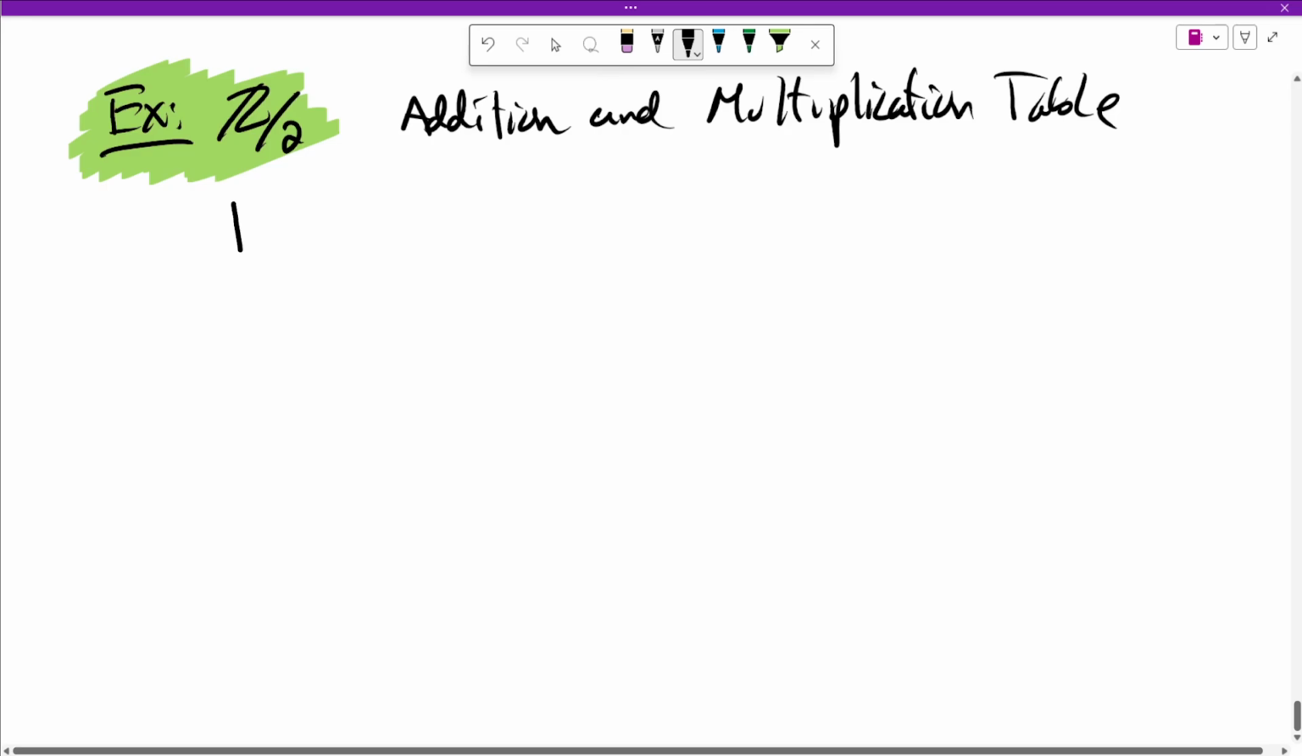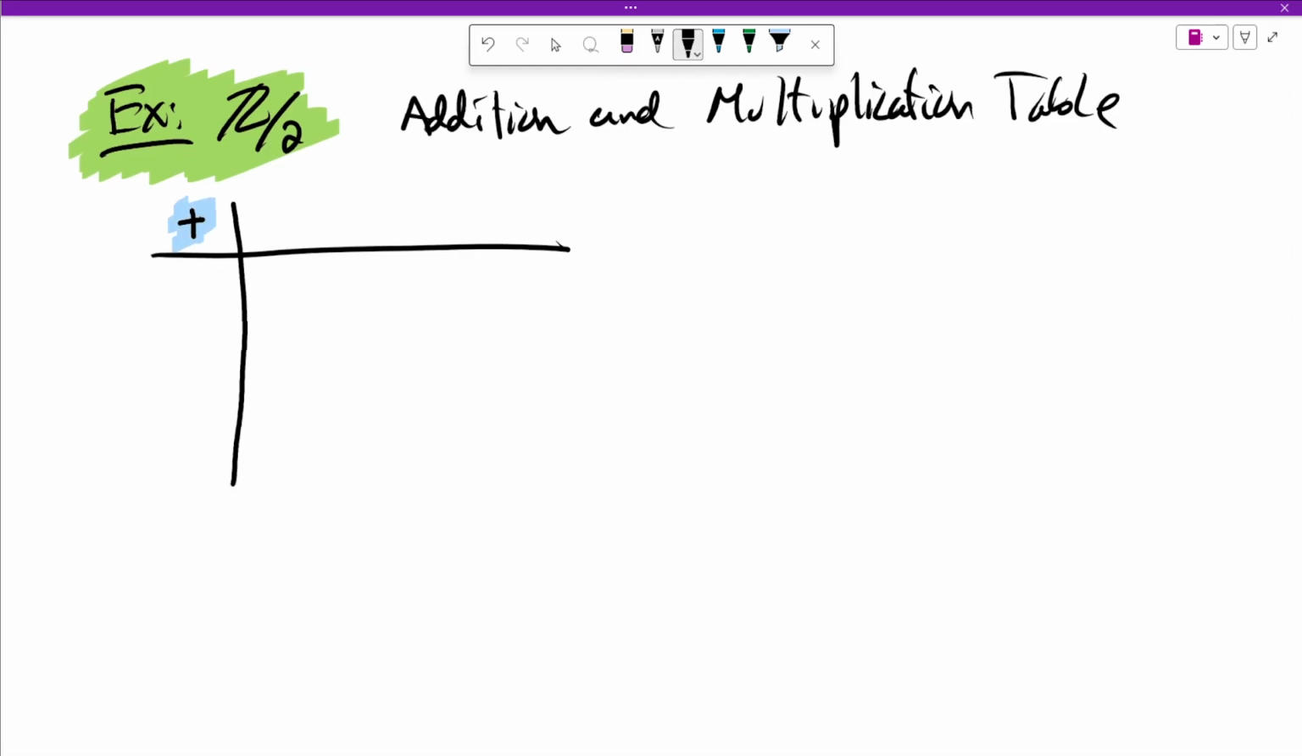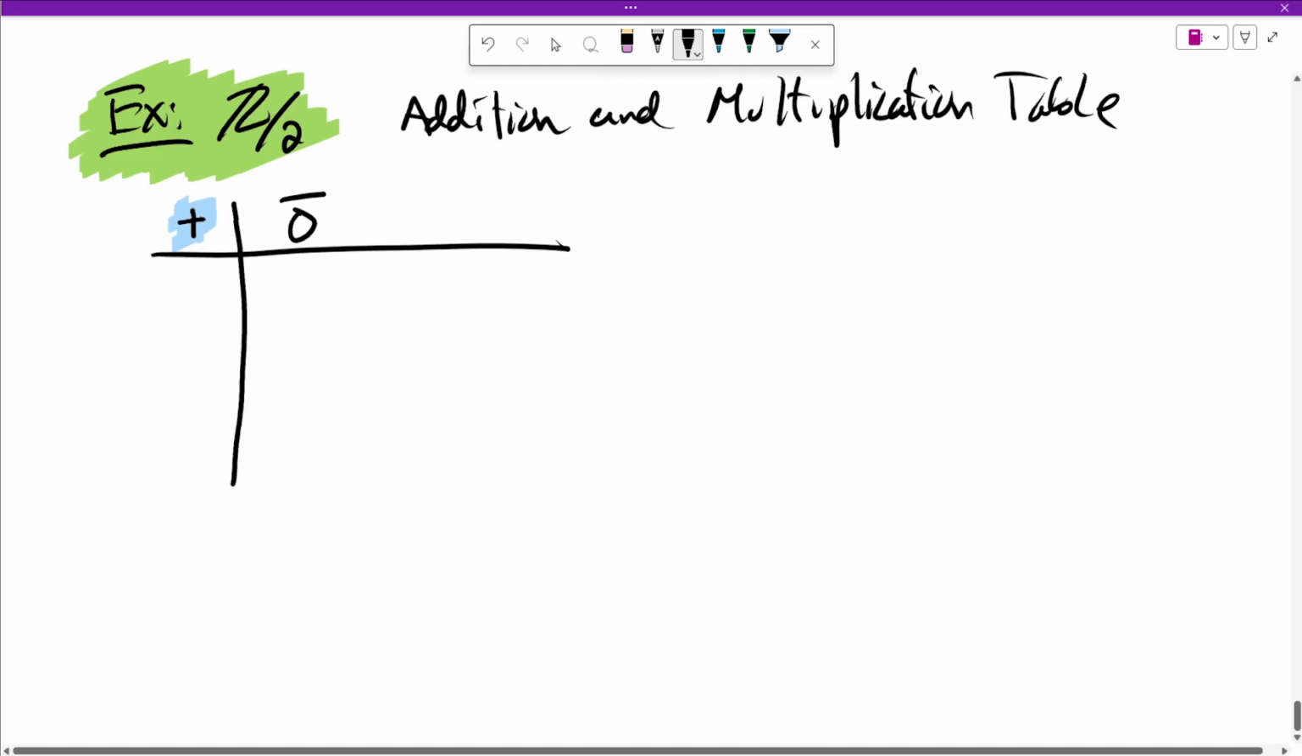So how do we do this? Well, let me draw a table here. I'm going to say in the upper left that we're going to do plus. This is going to be our addition table. And what we're going to do is we're going to list the elements of Z mod 2 as columns, and also the elements of Z mod 2 as rows. And then when we have the row and the column intersecting, we do the corresponding operation.